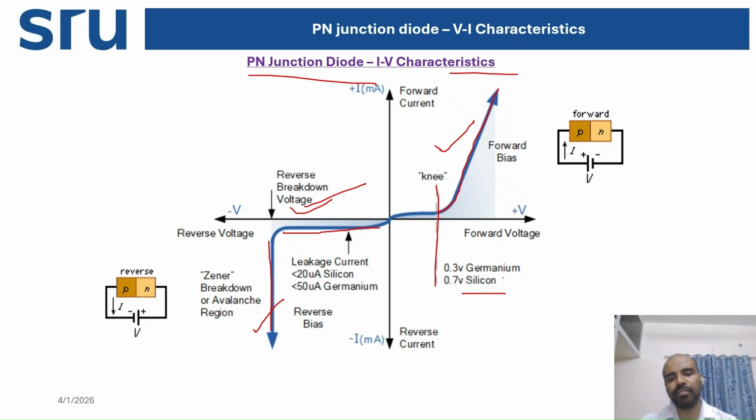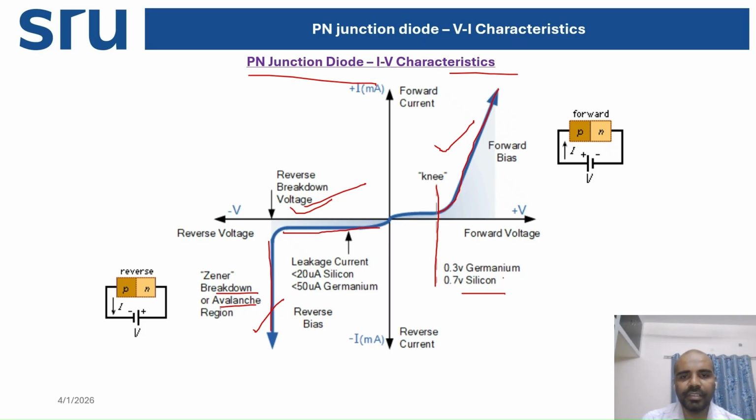So there are two types of breakdown. Do you know what they are? One is Zener breakdown, another is avalanche breakdown for a PN junction diode, right? You know about the Zener diode. A Zener diode is a special type of PN junction diode which is designed to operate in the breakdown region, right? So there are two types of breakdown: avalanche breakdown and Zener breakdown.